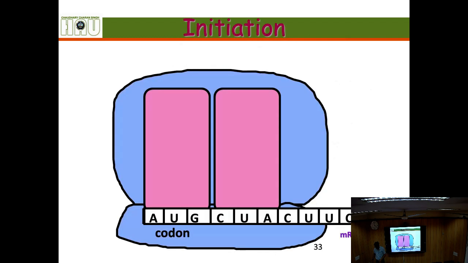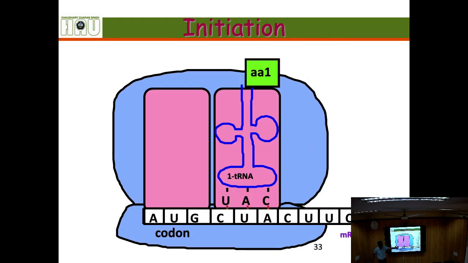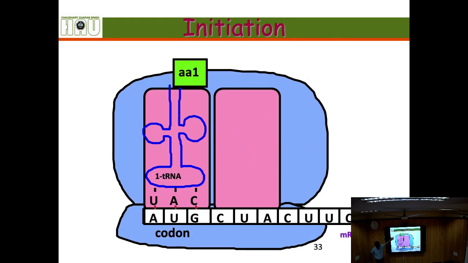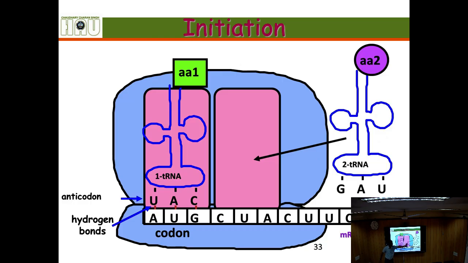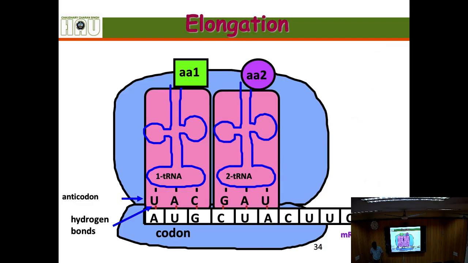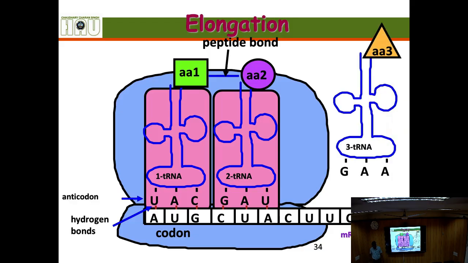Let's show this, like this is the initiation complex. As you know, this is the first amino acid, bound to this. Then there is a hydrogen bond between the codon and anticodon. Then the tRNA with the second amino acid comes and occupies this site, and a peptide bond forms between these two amino acids.